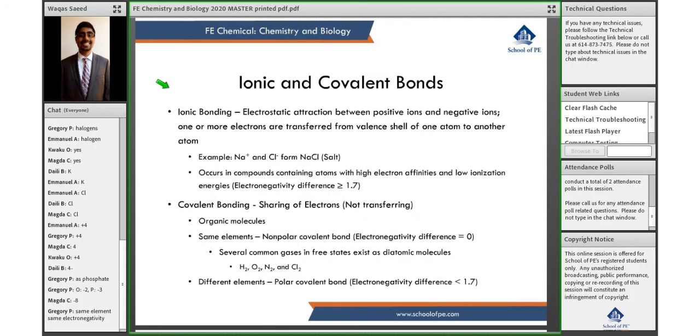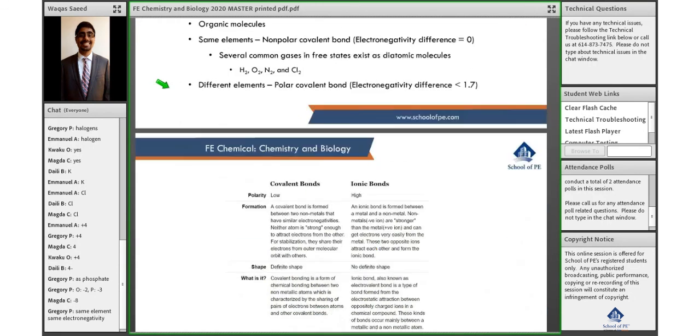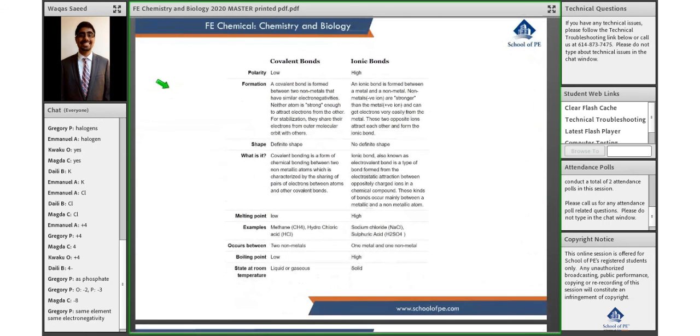Now, if you just knew this slide for your exam, this is enough to answer the ionic and covalent bond questions on the exam. It's very basic. But what I've done is I've added this table if you wanted to go into more of the differences between the two. I won't go through each line, but this can be read when you're studying by yourself.